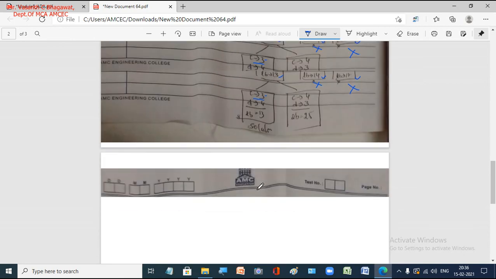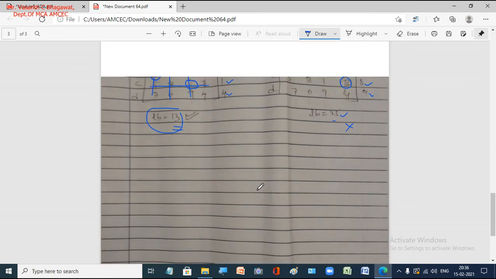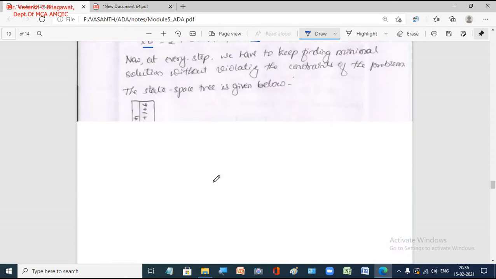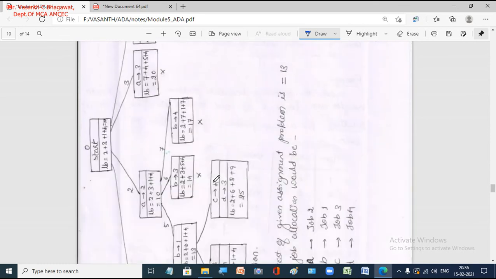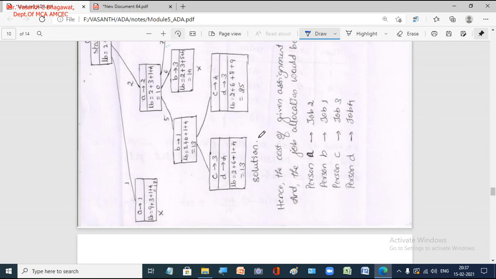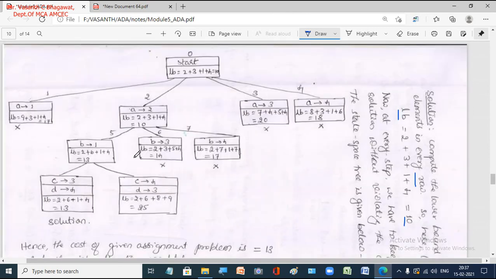So now this is your final solution, which gives you the total minimum cost. So now we can finally write the solution properly. So how are you going to write the solution? You are going to say person A, and to person A, which job are you going to assign? So after constructing the state space tree, now you are going to write the solution like this. This is the solution you are going to get. So let us see this.